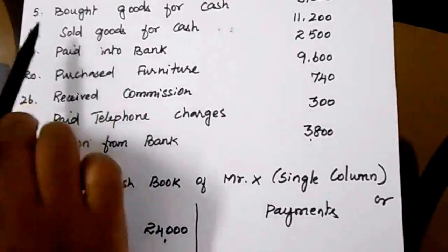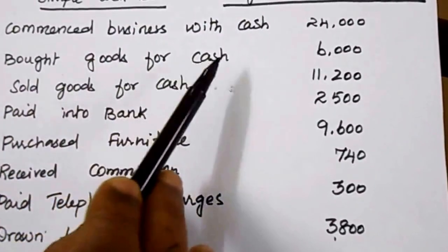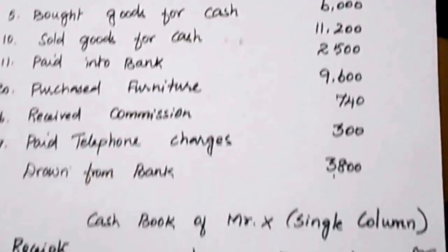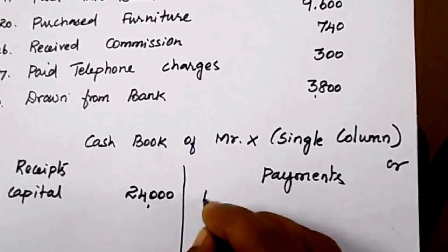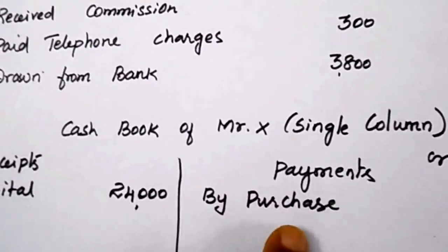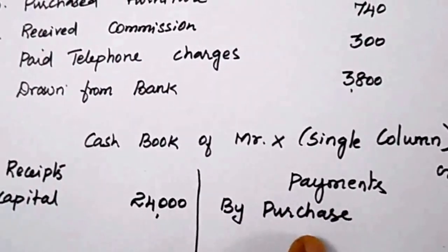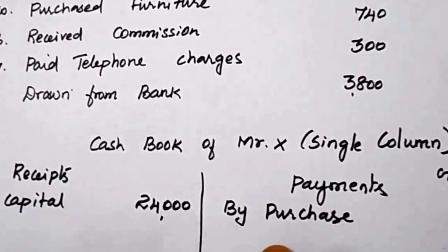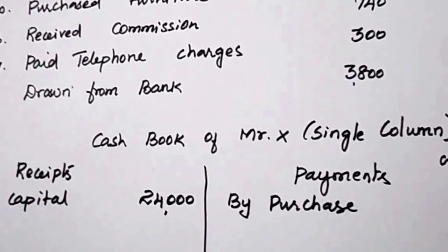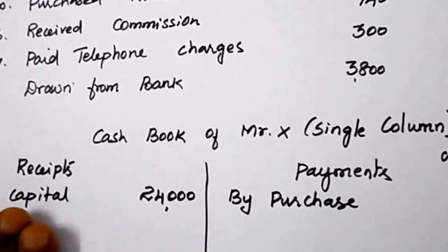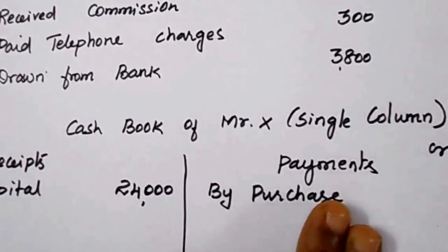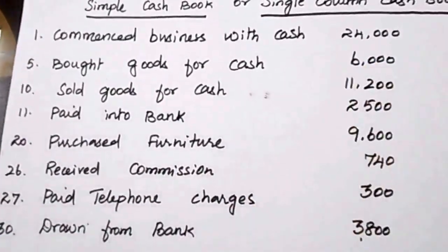Then second entry. Bought goods for cash. What is the entry? Journal entry: Purchase account debited to cash. Under cash book credit side, by purchase, because purchase is a payment, it is an expense. While you purchase any goods, you need to pay cash because it is an outflow of cash. Any inflow is called receipt, that will be recorded on the debit side. Any payment, it's an outflow, that will be recorded under the credit side. Purchase, how much? 6,000.